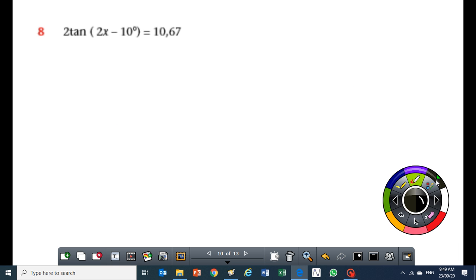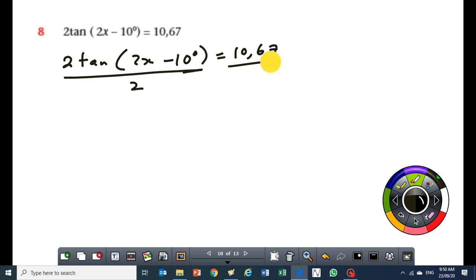Okay, so first thing, I'm going to rewrite the whole question. 2 tan (2x minus 10 degrees) is equal to 10.67. This is like a grade 10 trig equation. So we isolate the tan (2x minus 10). So I divide both sides by 2. You get tan (2x minus 10 degrees) is equal to 5.335.